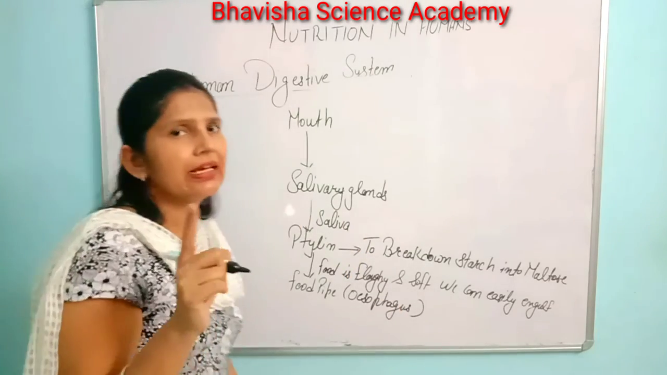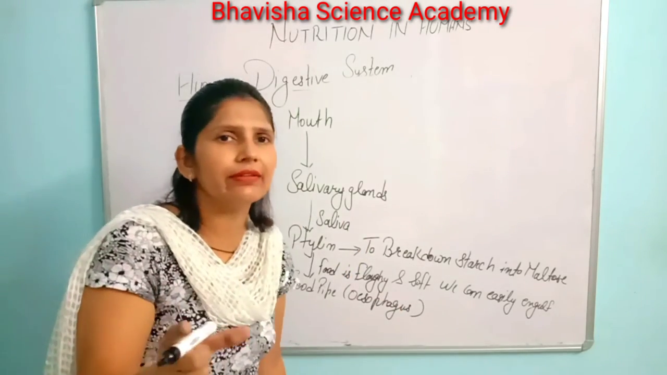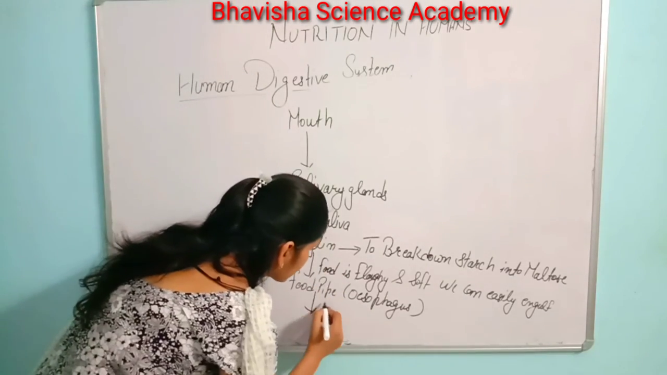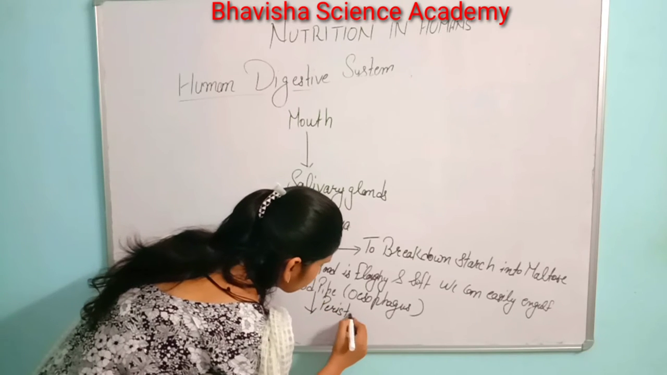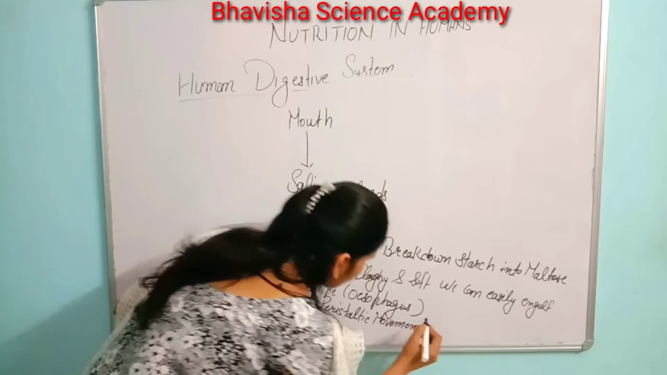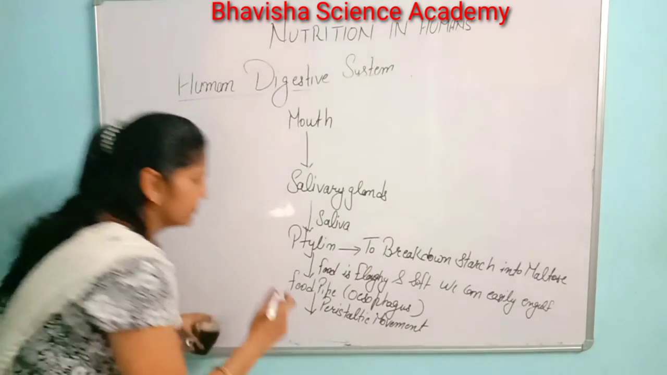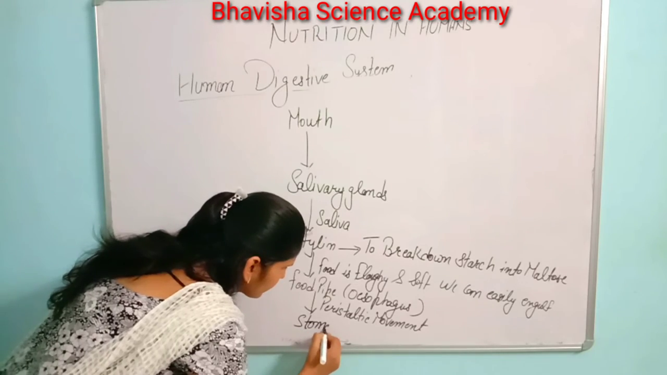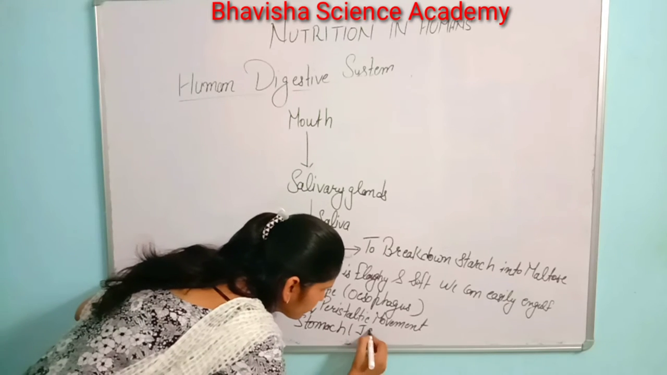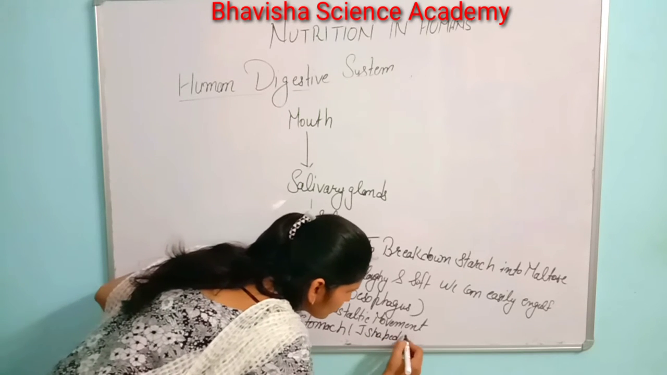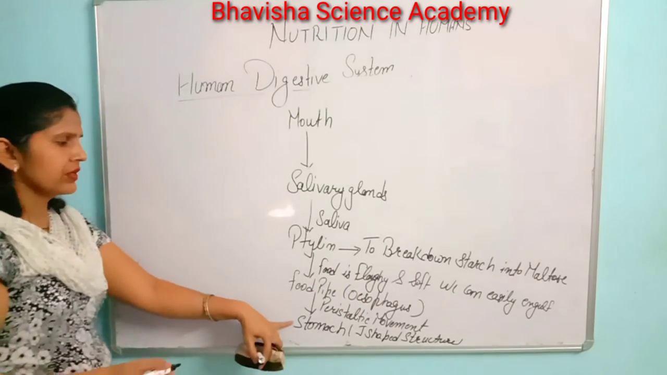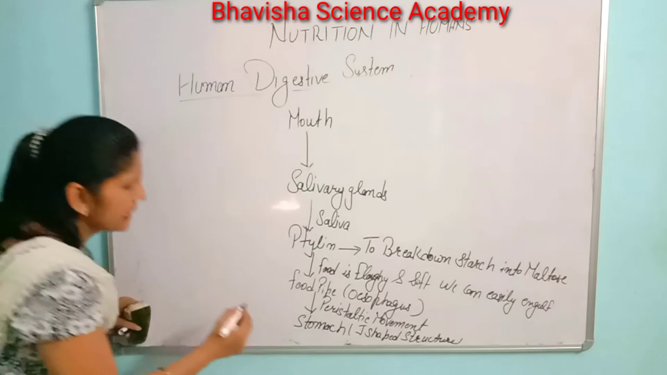There are contraction and relaxation. That movement is known as peristaltic movement. Food passes into our stomach. The stomach is a J-shaped structure. There, mainly digestive juices are secreted.